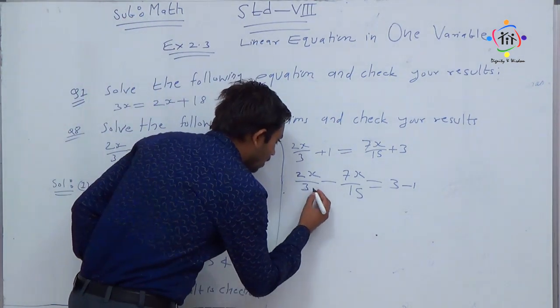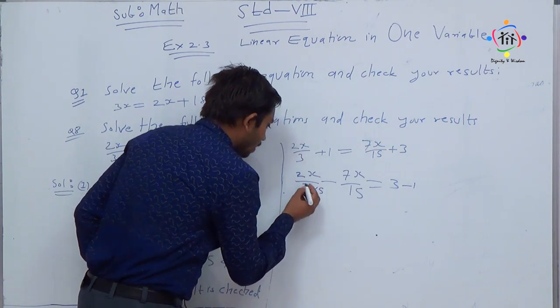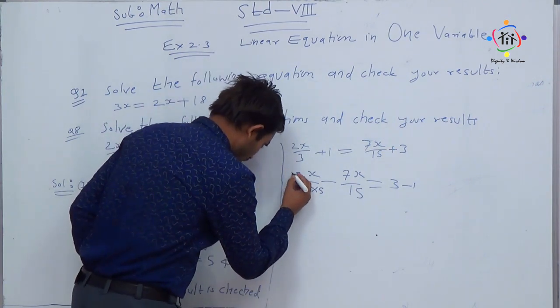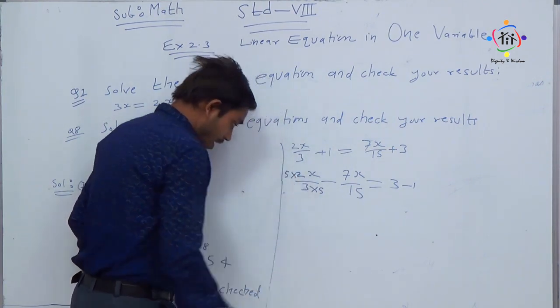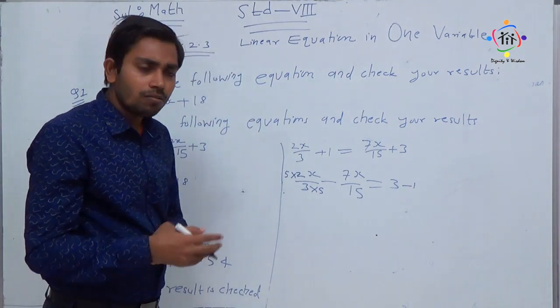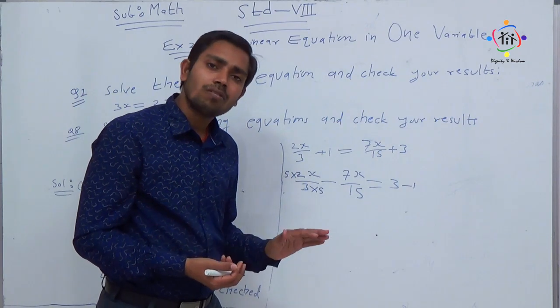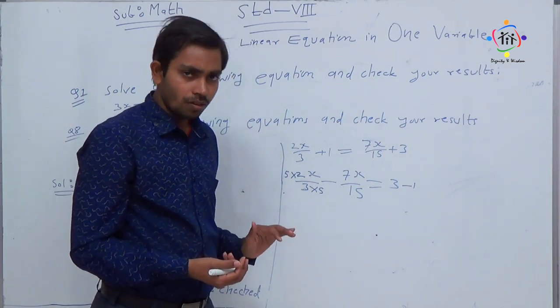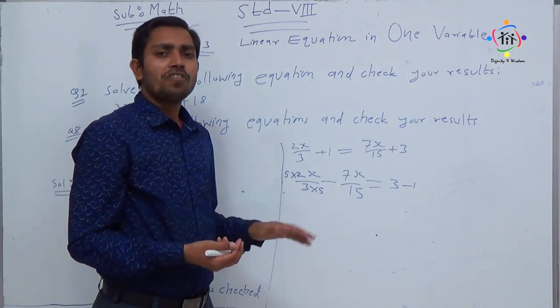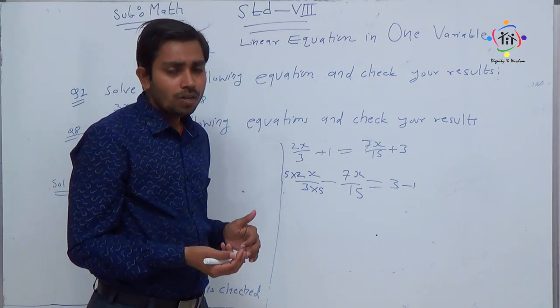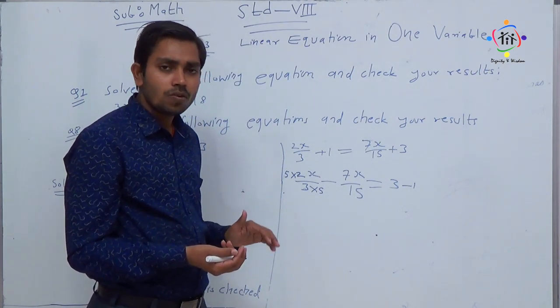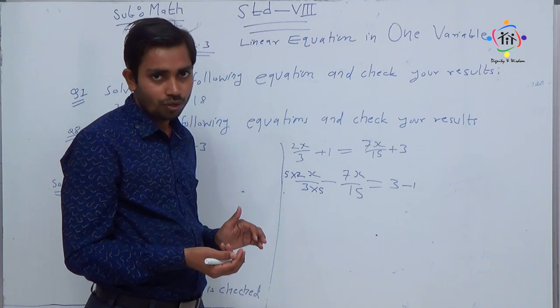So what I am doing, I am multiplying 5 in the denominator, and the same number 5 into the numerator. In another way also we can do it: take the LCM of 3 and 15, then also you can get the result, my dear students. So it is up to you which method you feel is simple for you. You can proceed with that method, you can utilize that method, my dear students.